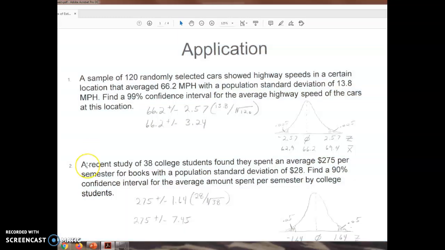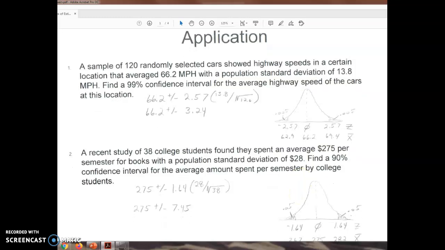So the next one says, a recent study of 38 college students found they spent an average of $275 per semester for books with a population standard deviation of 28, finding 90% confidence interval for the average amount spent per semester by college students. Same process.